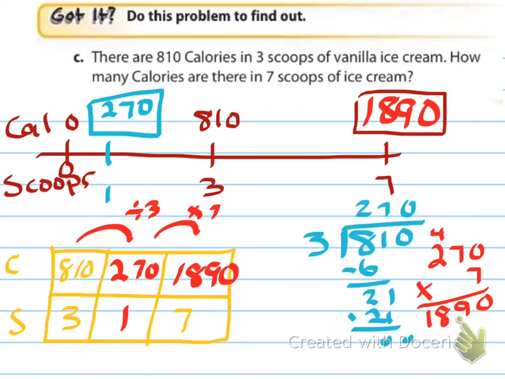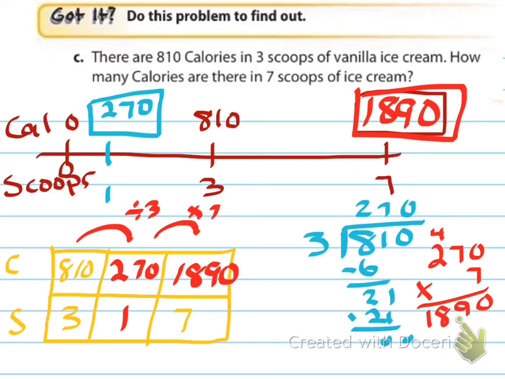Okay, so here are the answers. I used the number line here, and I put calories on top, scoops on the bottom, and I said for every 0 scoops, there's 0 calories. Then I put my 3 scoops for 810 calories, and I put my 7, and I was trying to find out what my box here would be.